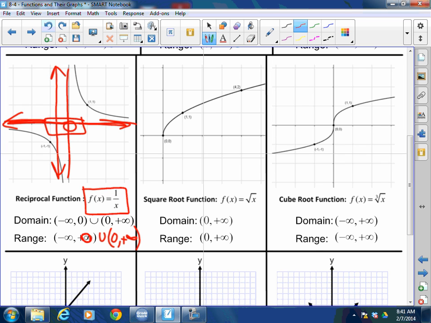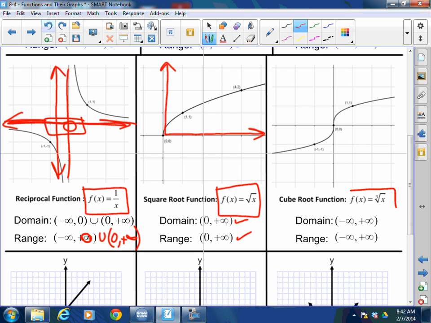Square root function. Uh-oh, wait a second. Do I have a restriction? Yes. In this case, I got to set x is greater than 0. So my domain is 0 to positive infinity, because only these values are valid. My range, also, I'm going from 0 up little by little, so my range is also 0 to positive infinity.